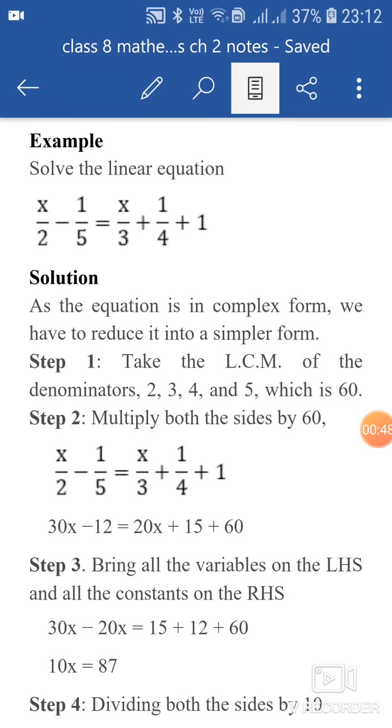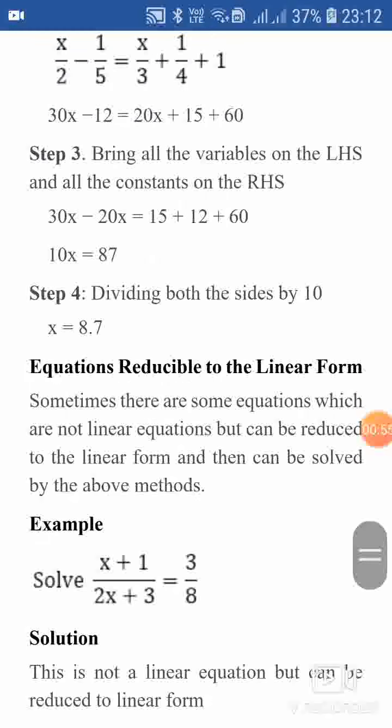Hence our equation becomes 30x minus 12 equals 20x plus 15 plus 60. Now we will bring all the variables to one side and all the constants to the other side. So 30x minus 20x equals 15 plus 60 plus 12. That becomes 10x equals 87, so x becomes 87 upon 10, that is 8.7.